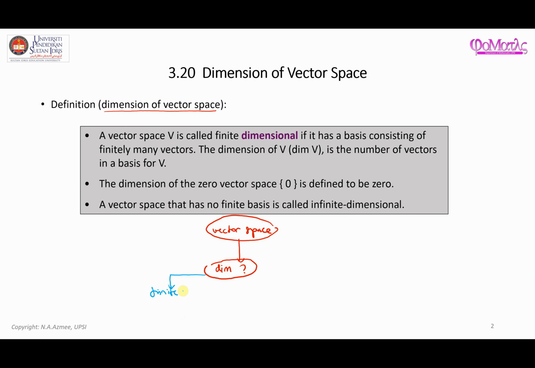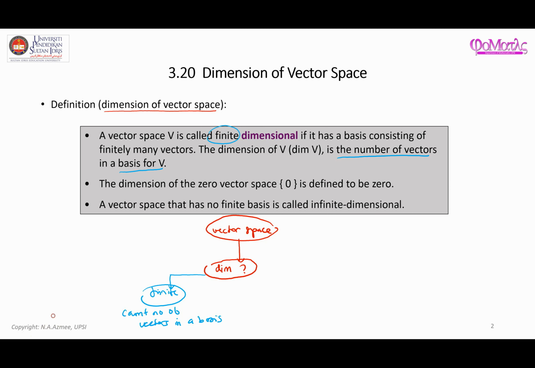In order to know what's the dimension of it, that means the number of vectors in a basis for V is finite, and you can count how many vectors there are in the basis. So for the finite case, you have to count the number of vectors in a basis.